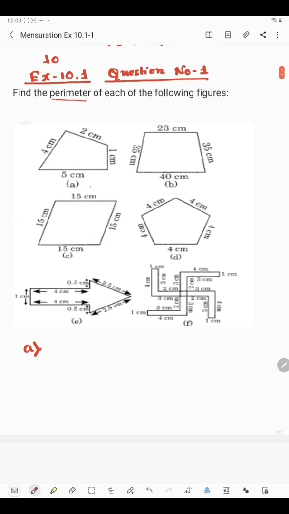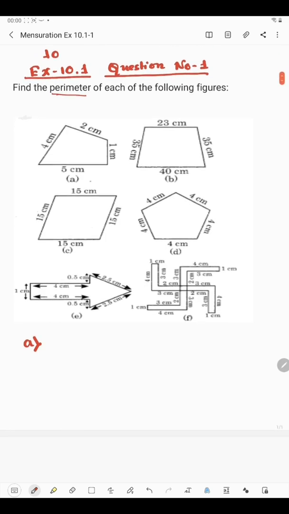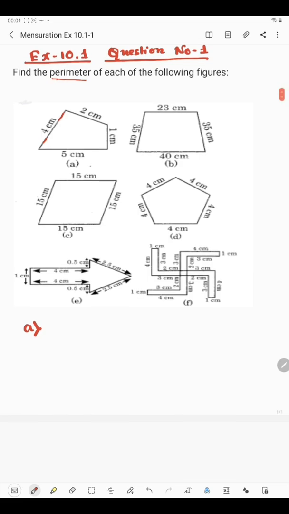Now what do we mean by perimeter? Perimeter refers to the boundary of a closed plane figure. So in order to find the perimeter, we will have to add all four sides. In the first part, we can start with any line segment. Suppose we start from here.